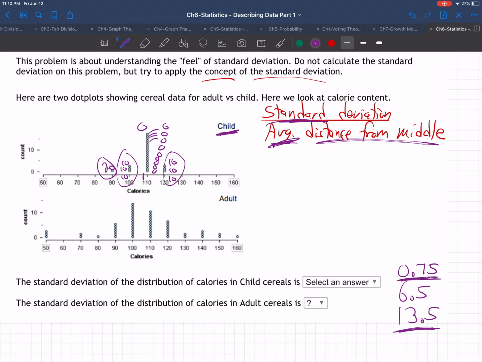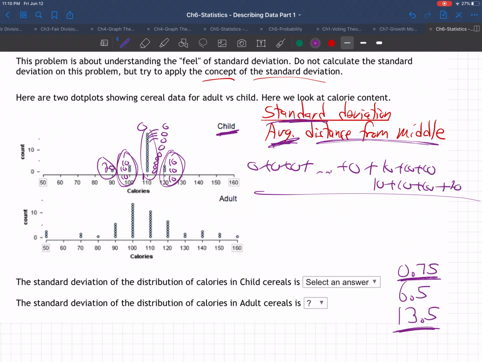Is it going to be like 0.7, below 1? No. We got some 10s, right? If you were to add up 0 plus 0 plus 0, I don't know how many of these there are, a bunch of zeros, and then 10, 10, 10, 10, 10, 10, and 20, and divide by however many numbers, whatever the total number. The average, it's got to be 6.5, doesn't it?